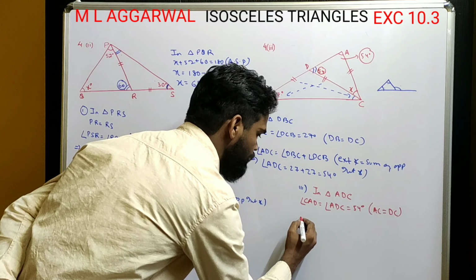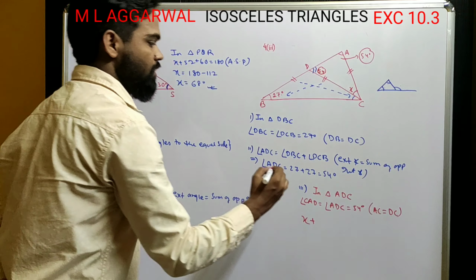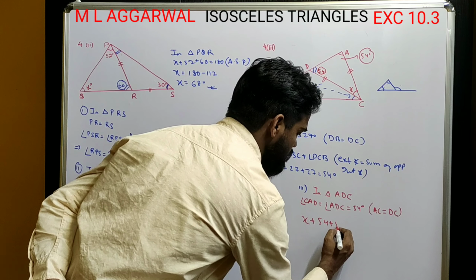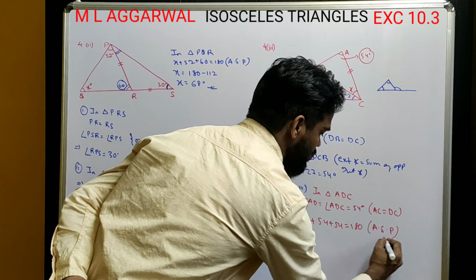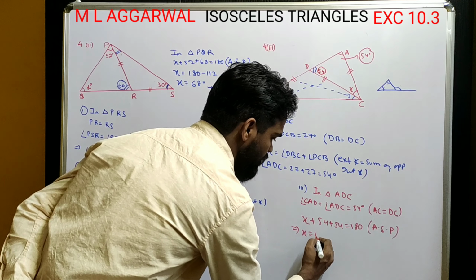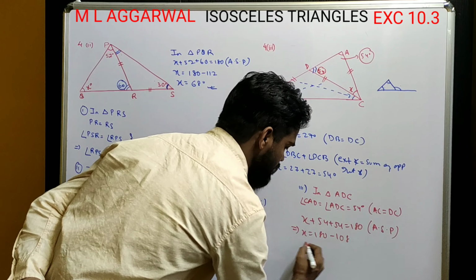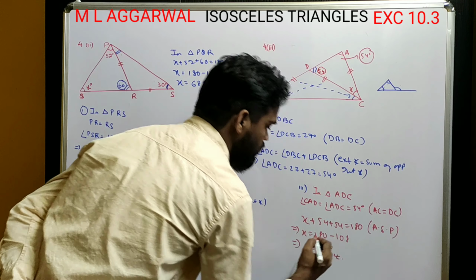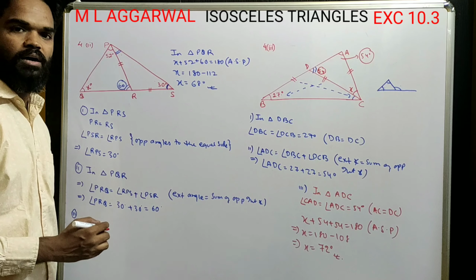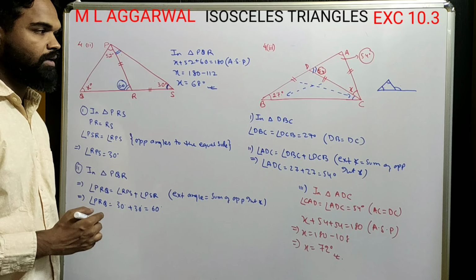So we got this as 54 degrees. Now look carefully. x plus 54 plus 54 will be equal to 180. That's angle sum property, which means x will be 180 minus 108, which means x will be 72 degrees. Done. Clear? Now let us look at the next sum.